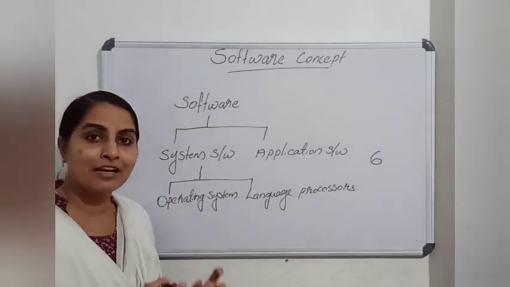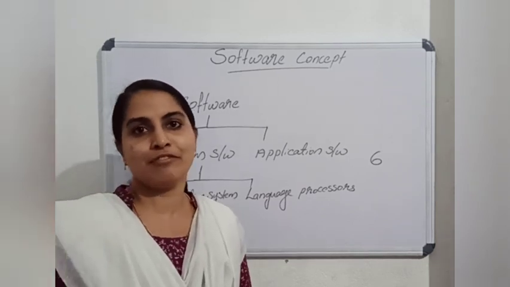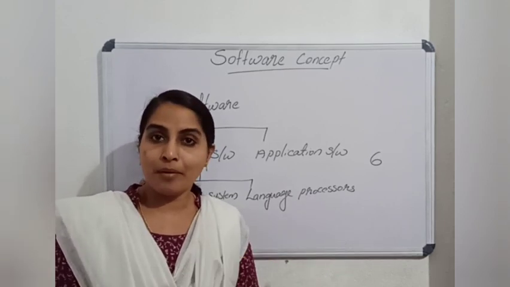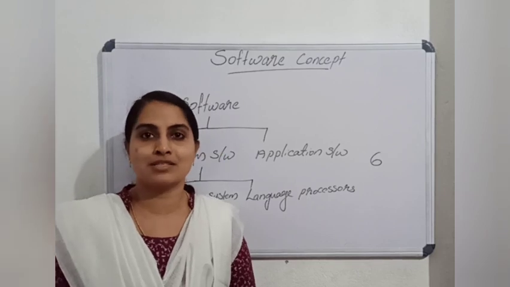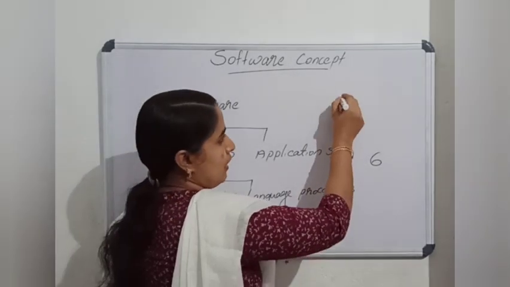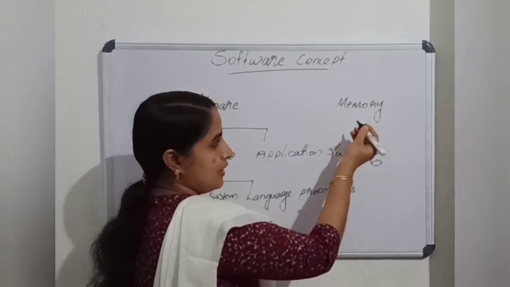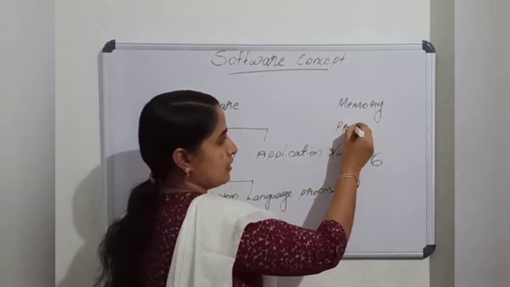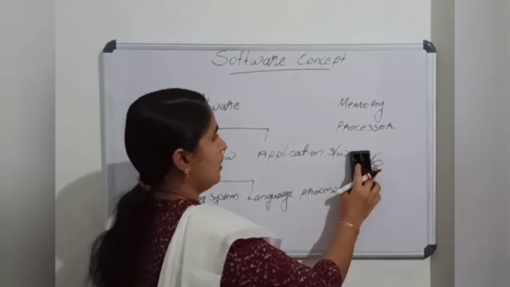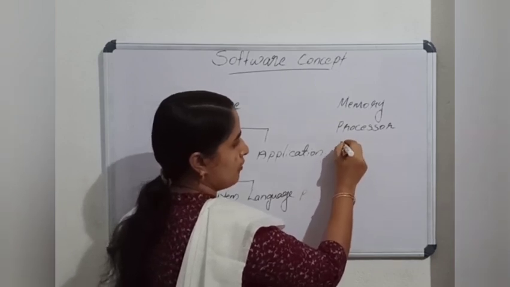Come back to the point. Operating system is an interface between the user and computer. The operating system itself is a vast topic, but only a limited part is given in your syllabus. There are many functions performed by the operating system. Main functions of operating system: one, it manages the memory. The next one is it manages the processor. And it manages the input-output devices.